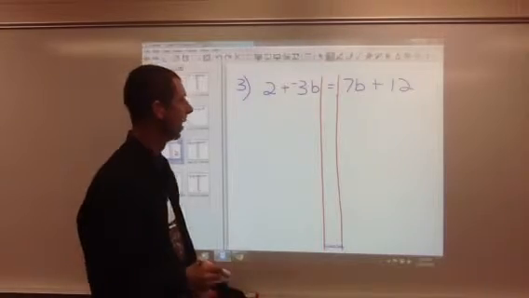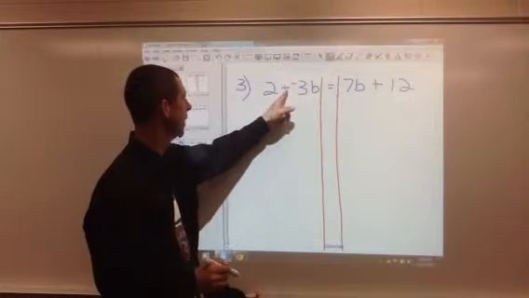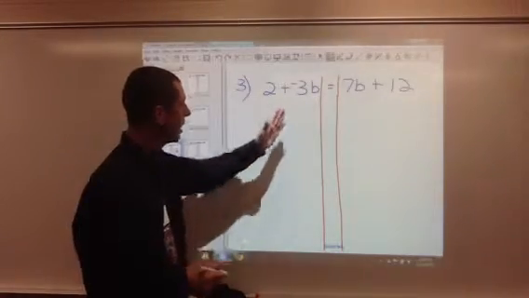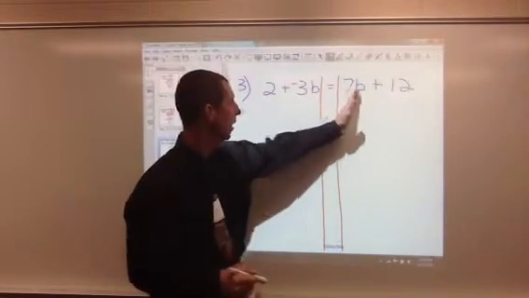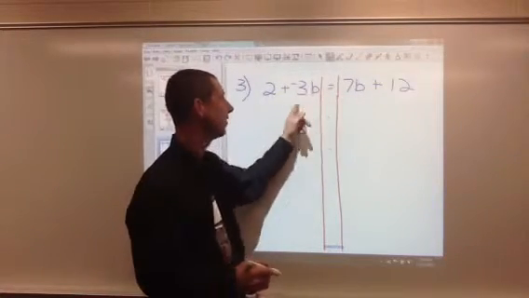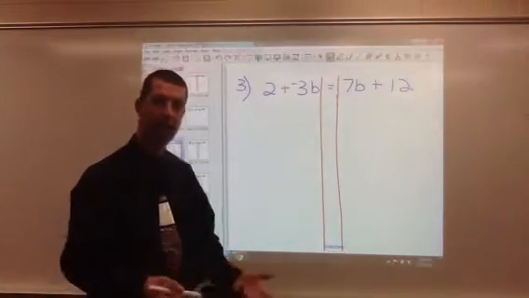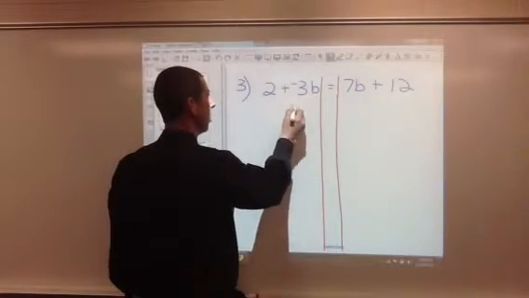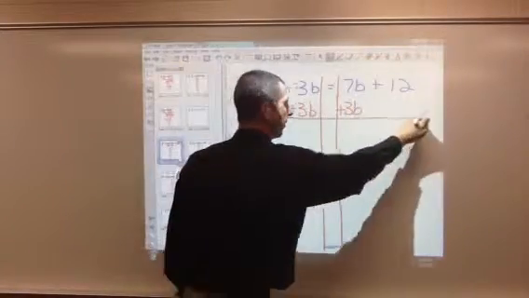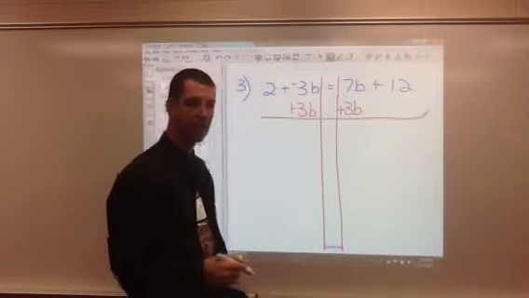Okay, here's number 3. I've divided the equation into two parts. I've added the opposite. This was 2 minus 3b. I changed it to plus negative 3b. Now, it does not matter whether I add 3b to both sides to get rid of this, or subtract 7b from both sides to get rid of this. I'm going to add 3b to both sides because I like to add better than I like to subtract. So I'm going to add 3b, add 3b. The other thing is, this keeps a positive number with your variable, and that usually makes things a little easier.